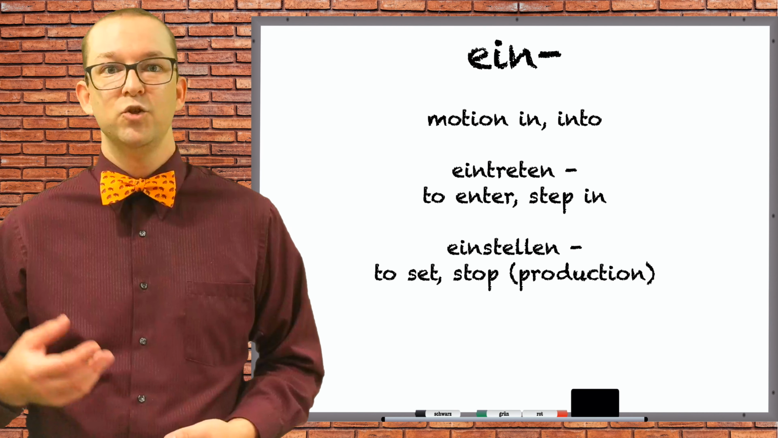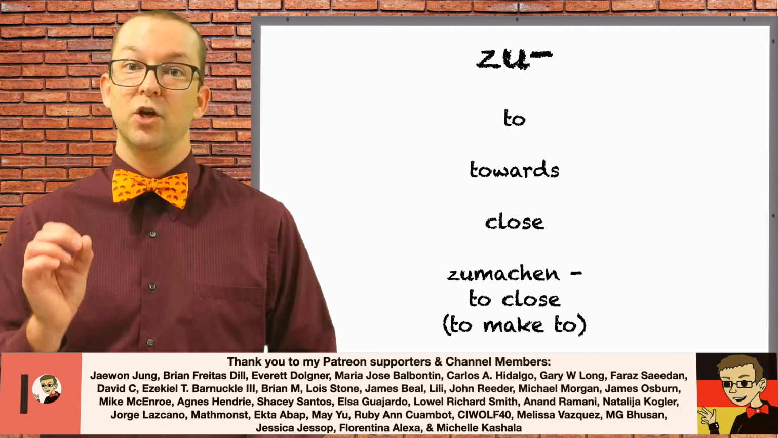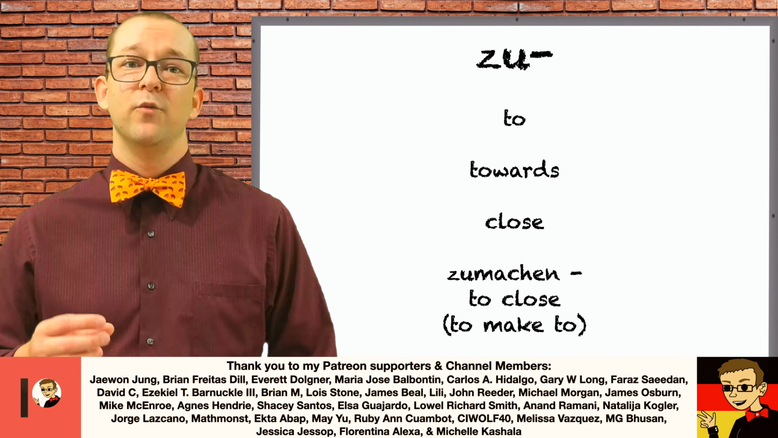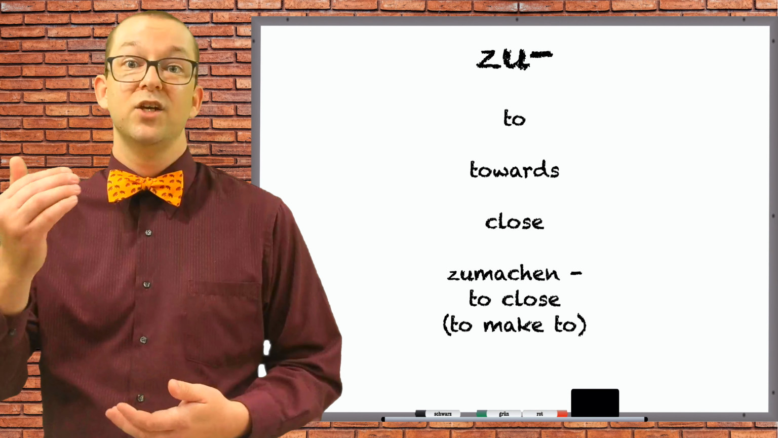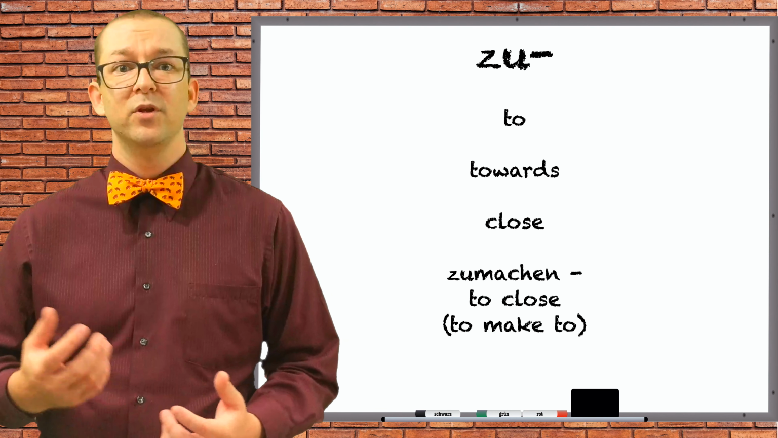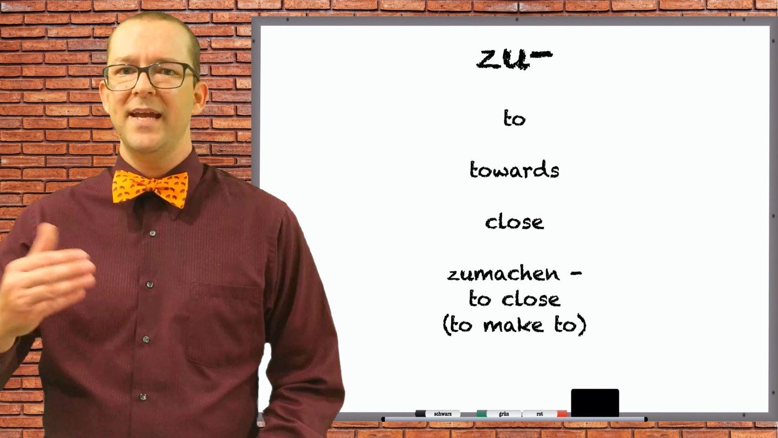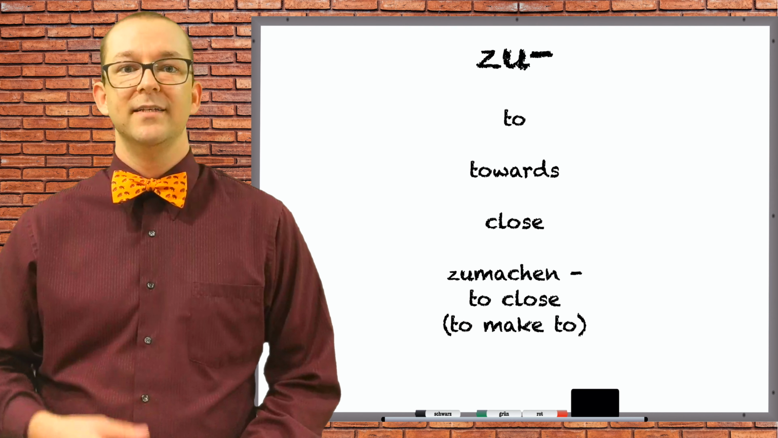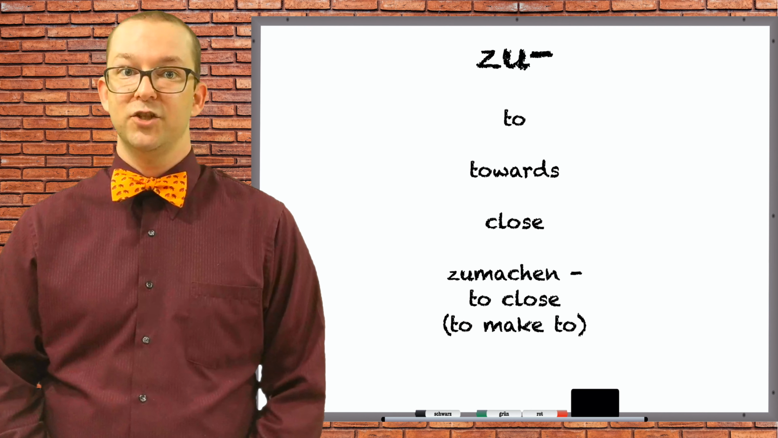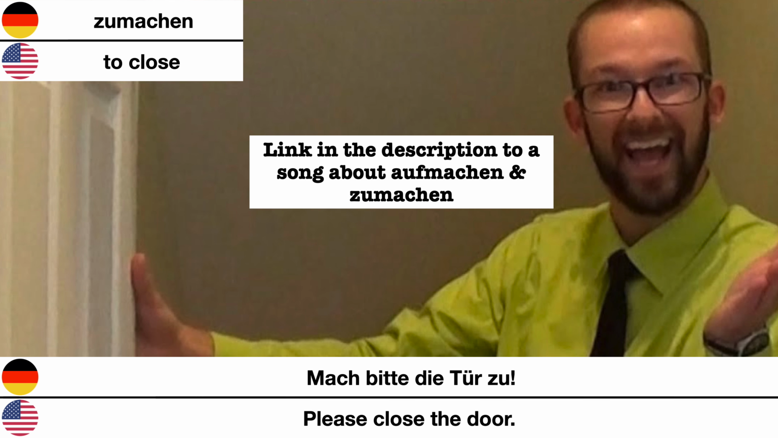The prefix zu means to or towards. This is also sometimes translated as close, but that's due to the fact that whenever something is going to the wall, or whatever the position is, it's the closed position. For example, zumachen is literally to make to, but it's translated as to close. The reason for that is you're making it to the closed position. Zumachen, to close. Mach bitte die Tür zu.